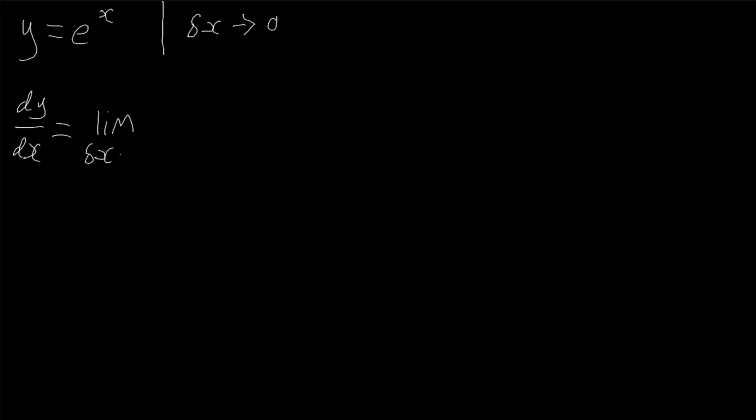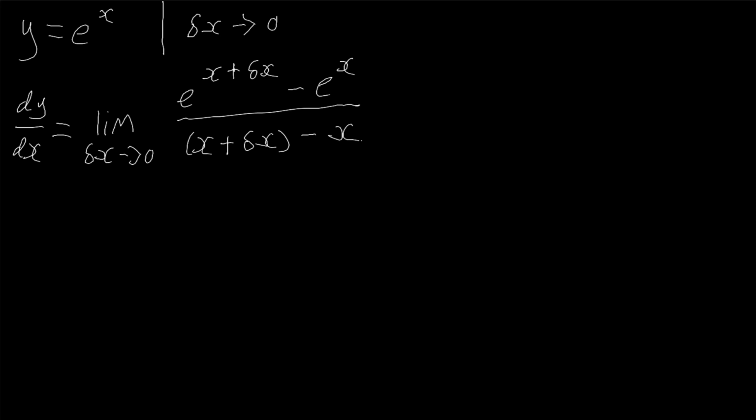Now, I would like to prove the derivative of e to the x by first principles. Consider some function y being equal to e to the x, and we will consider a small change in the value of x, called delta x. We'll consider what happens as delta x approaches 0. We'll consider that dy over dx is equal to the limit as delta x approaches 0 of y2, which is going to be e to the x plus delta x, subtracted by y1, which is just e to the x, divided by x2, which is x plus delta x, subtracted by x1, which is just x.